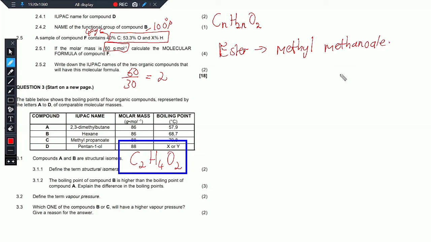So methyl methanoate. But if it were to be a carboxylic acid, then with two carbons there, it would have to be ethanoic acid. Ethanoic acid. And then these two here are also functional isomers, right? Okay, so that's how you could have solved that one.